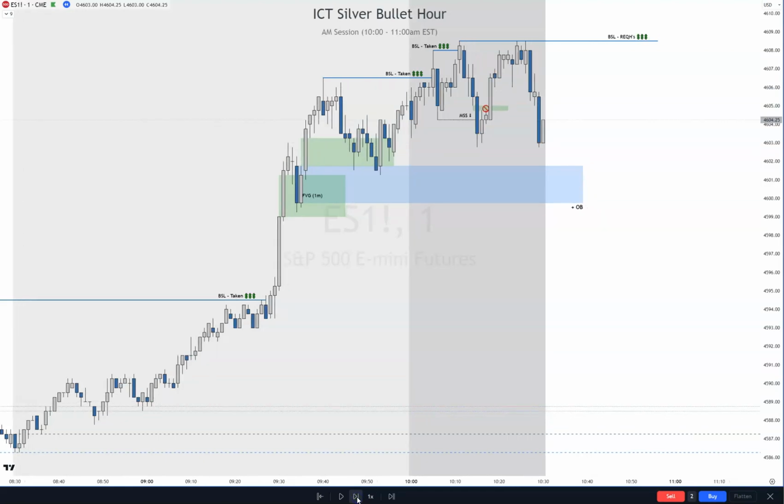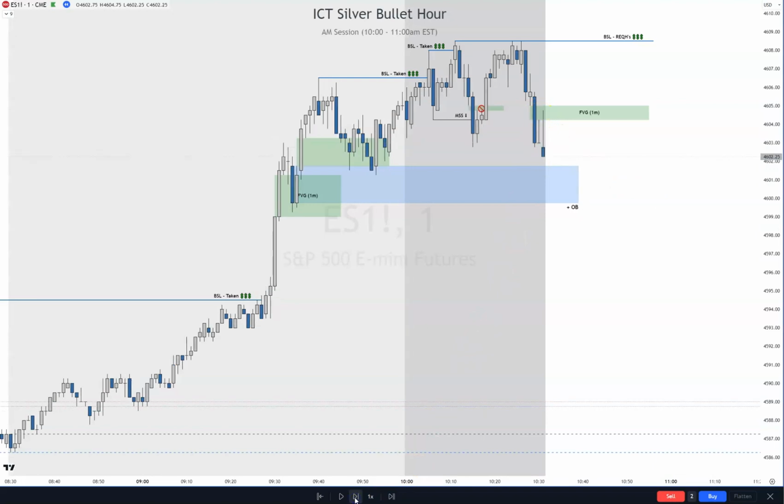Okay. Alright, so now we have a fair value gap right there. Okay. We do have a market structure shift, a second one. Why am I saying a market structure shift, a second one? It didn't take out this high, no. But it's equal to that high.